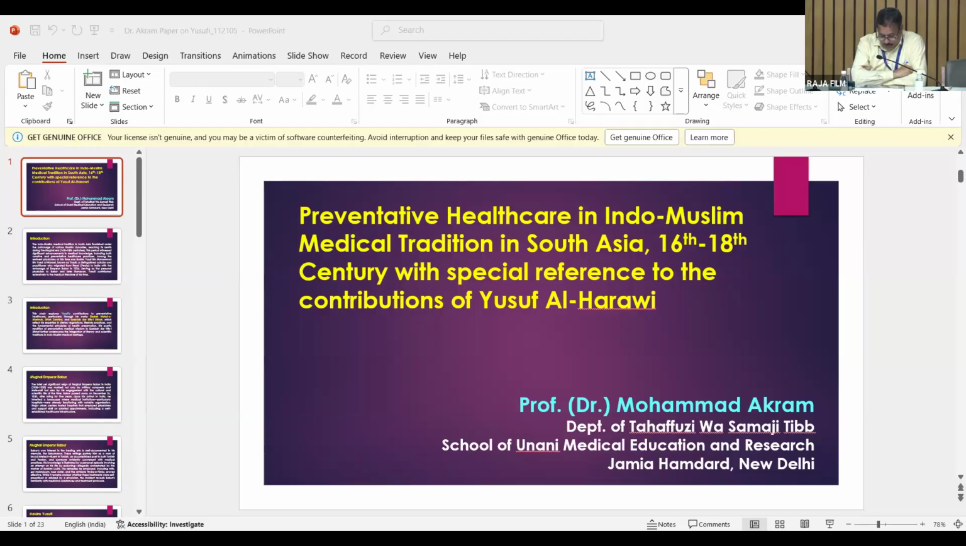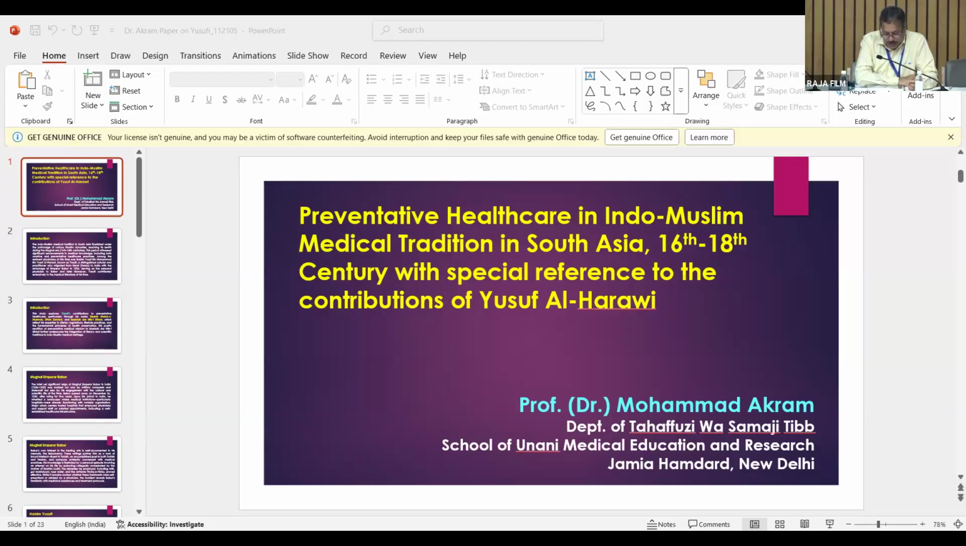Similarly, Ilaj bil Misl is also important in strengthening the body or restoring health by using elements similar in nature to the patient's condition. So it is the strengthening of the equilibrium of humors.